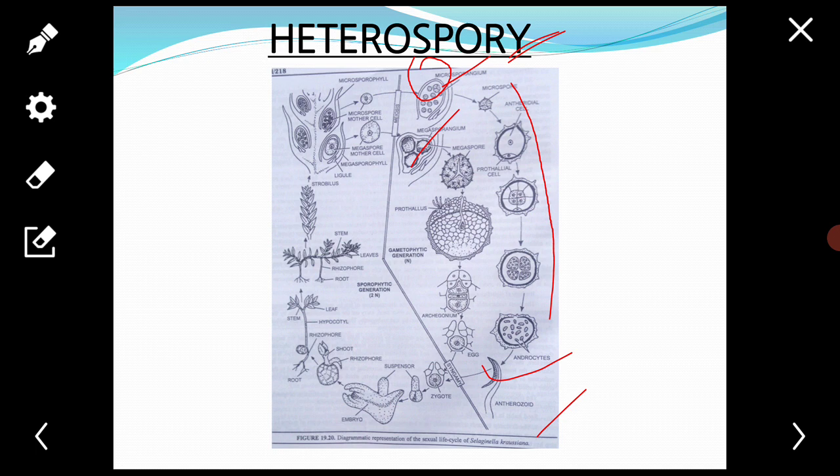The megaspore also germinates in situ and produces a female gametophyte. The female gametophyte has a large number of vegetative cells filled with reserve food materials so that they can provide proper nourishment to the developing embryo.